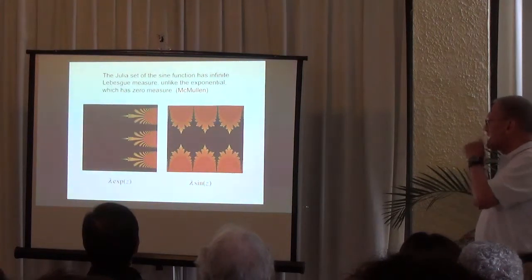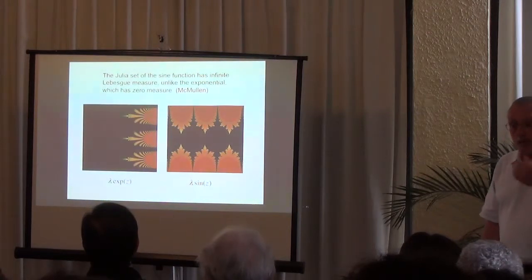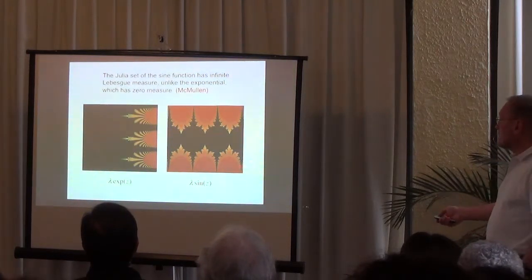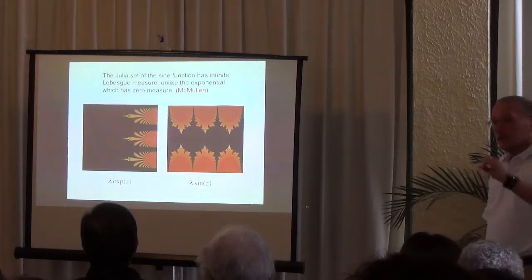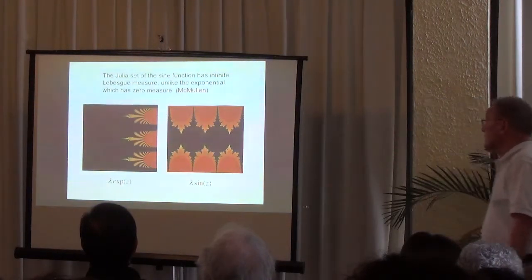Okay, the reason is, as McMullen showed, the Julia set for the exponential has Lebesgue measure zero, but the Lebesgue measure of these two Cantor bouquets, for the sine function, is in fact infinite. They're the same topologically, but measure theoretically very different.